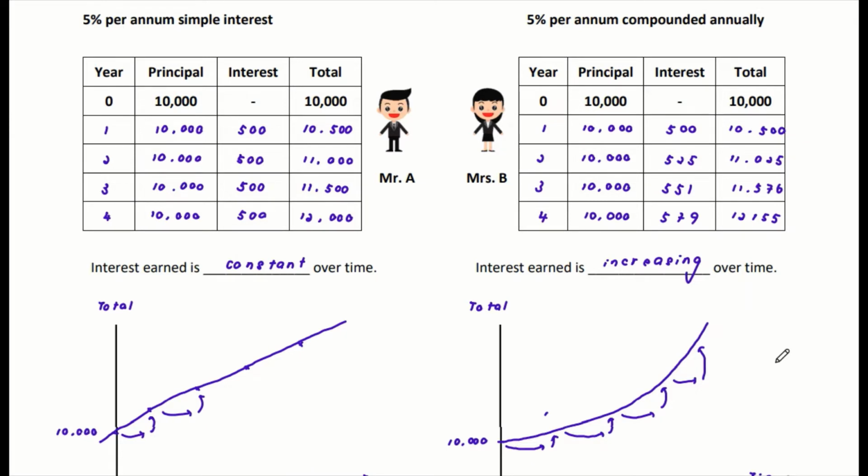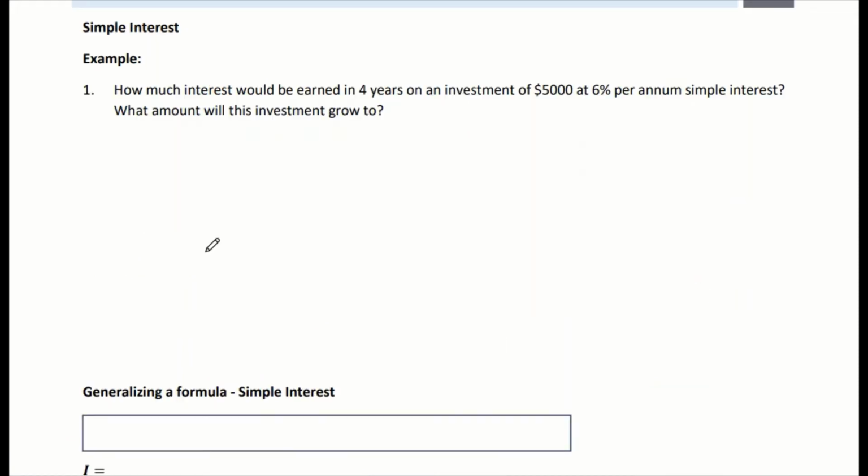And now we'll be doing some questions about simple interest, then moving forward with compound interest. We'll be starting off with simple interest by using this example. I'll try to explain by using this example before telling you the formula, because I hope that you can understand where this formula comes from.